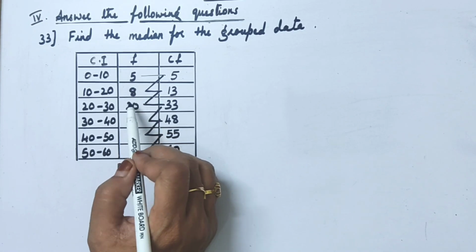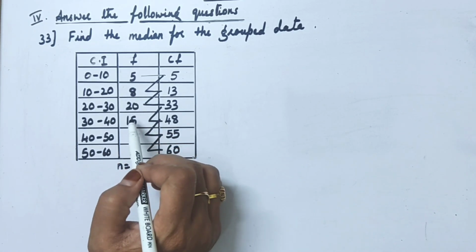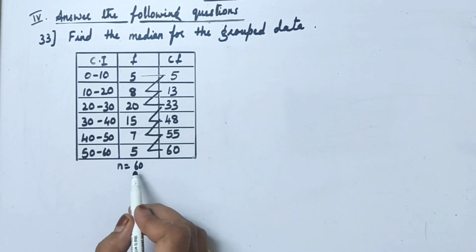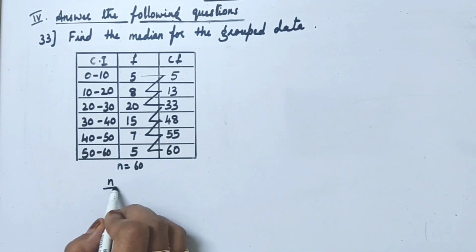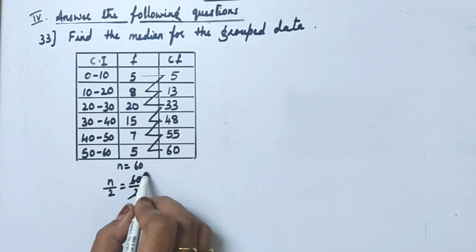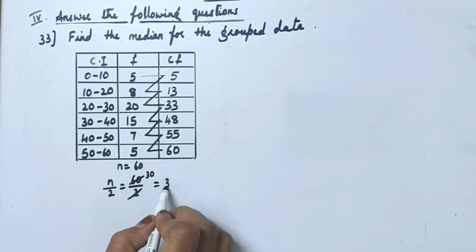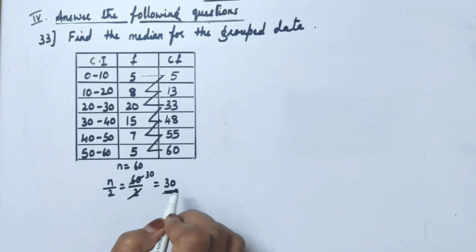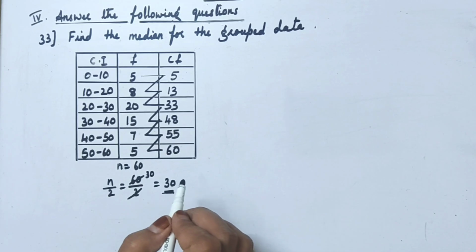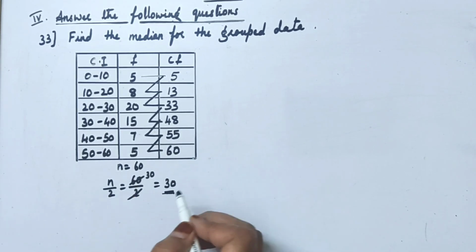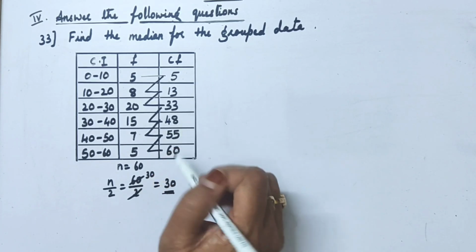If you add this also, I'm going to get 60. 5 plus 8 is 13. 13 plus 20 is 33. 33 plus 15 is 48 again. So add all this, you're going to get 60. So n by 2 equals 60 by 2. This equals 30. So this is 30. Okay, we have to get the median class, then only I'm going to get the lower limit, cumulative frequency and frequency here. 30. Where does 30 lie?